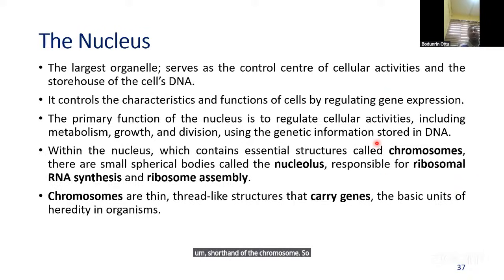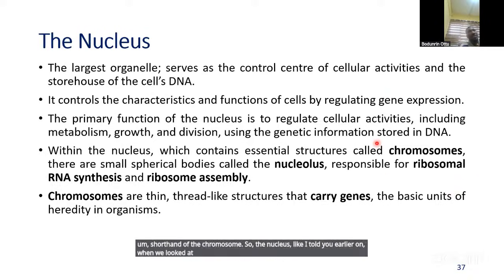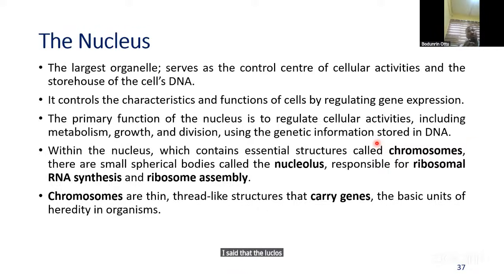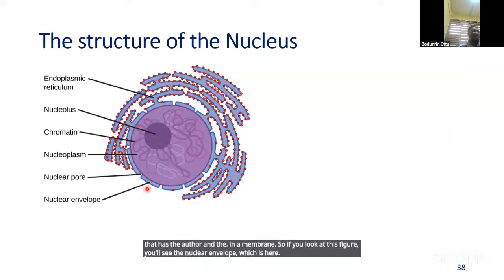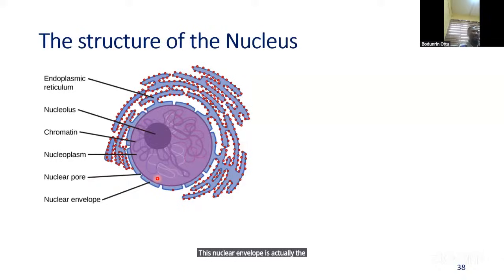So the nucleus, like I told you earlier when we looked at the membranes, has two membranes. So it's a double membrane bound organelle. By structure, it has a nuclear envelope. It is this nuclear envelope that has the outer and the inner membrane. If you look at this figure, you see the nuclear envelope, which is here. This nuclear envelope is actually the outer membrane and the inner membrane. So you have the nuclear pore, you have nucleoplasm, like cytoplasm, and then you have chromatin, which is thread-like, that condenses into chromosomes.